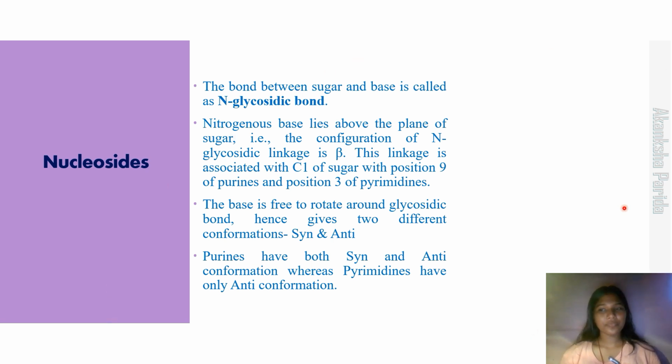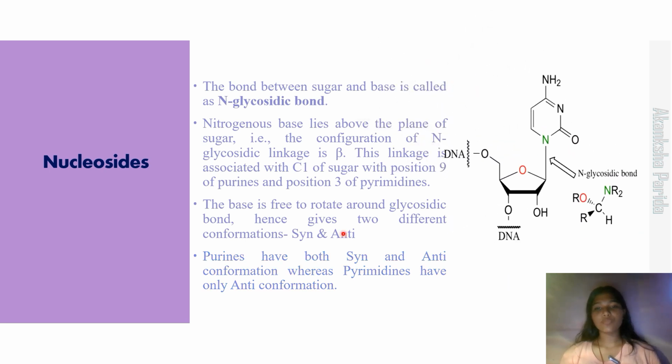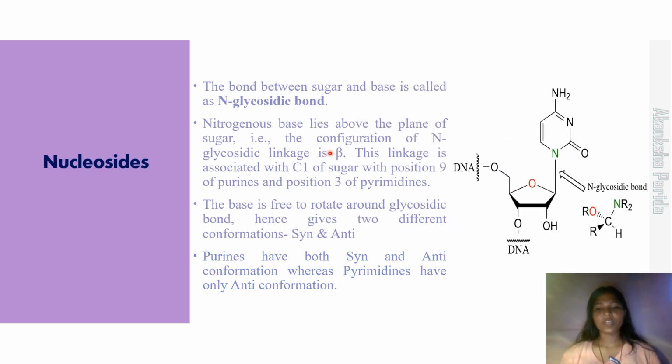Nucleosides. The bond between the sugar and the base is called an N-glycosidic bond. The nitrogenous base lies above the plane of the sugar. That is the configuration of the N-glycosidic linkage, the beta glycosidic bond. Here you can see the pentose sugar and nitrogenous base is linked at position 9 in case of purine and position 3 in case of pyrimidine.